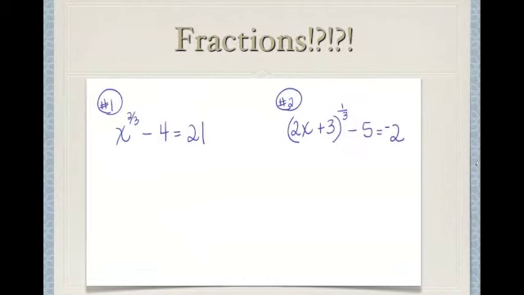Okay, let's try one that has fractions. For number 1, again, I want to get to the point where I just have the part with the radical, and that would be, in this case, the x to the 2/3. So I'm going to add 4 to both sides. Now I need to get rid of this 2/3 power. So in order to do that, I just want to be left with 1x. So I'm going to take the 3/2 power of each side.